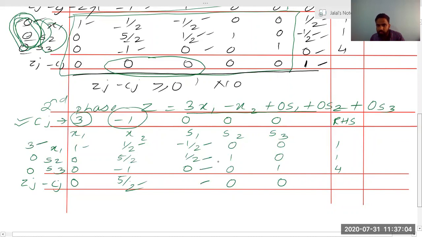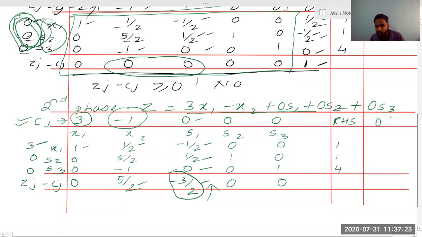This will be 0. I hope you are getting it right now. So what we are getting: minus 3 by 2 minus 0, so this is coming out to be minus 3 by 2. Okay. Since this is coming out to be minus 3 by 2, we have to go with the second iteration.